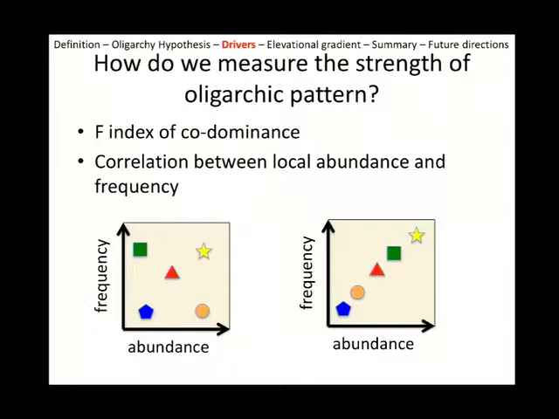For example, this region represents a region where the oligarchic pattern is weak, because the individuals don't belong to frequent and abundant species. Many individuals belong to species like this, abundant but not frequent. On the other hand, this community on the right shows a strong oligarchic pattern. Here, most of the individuals belong to species that are both abundant and frequent. And these two metrics, this correlation and the F-index, are correlated. So both are measuring or estimating the same phenomenon.